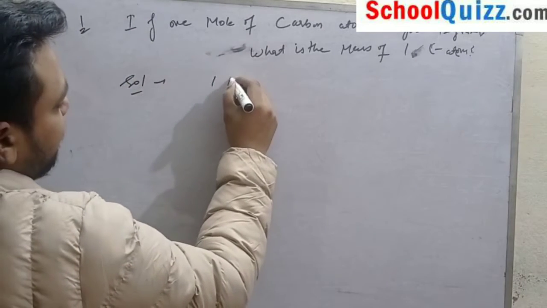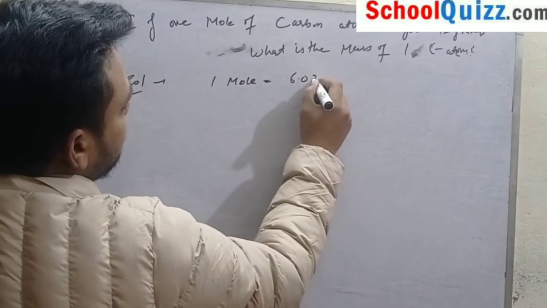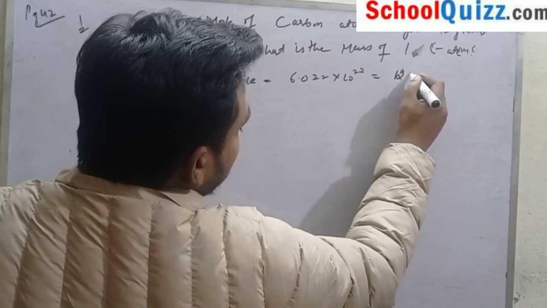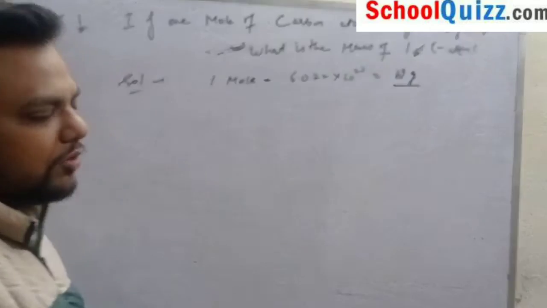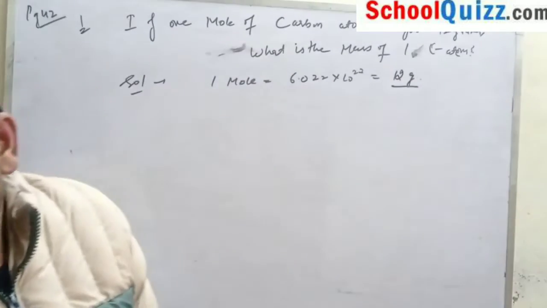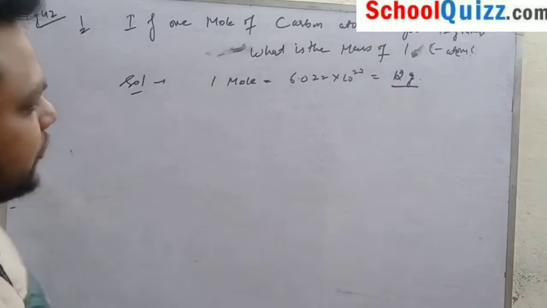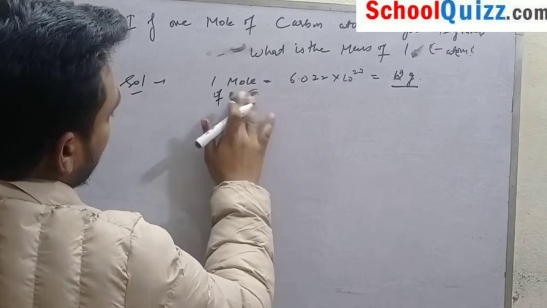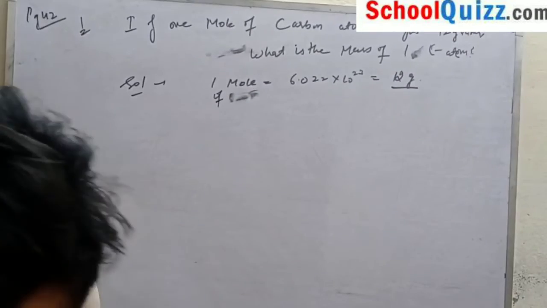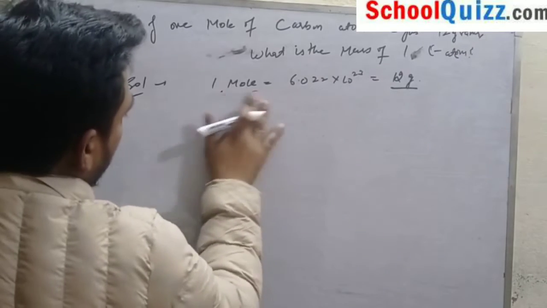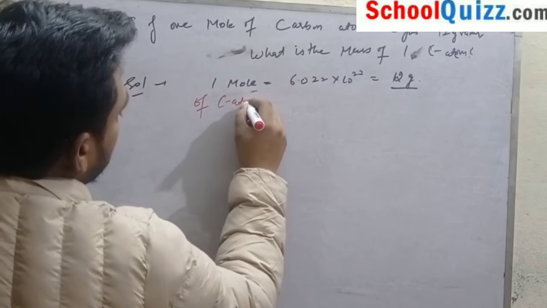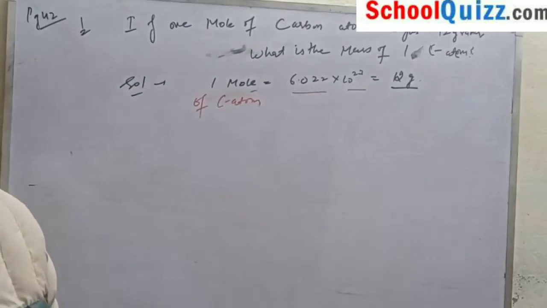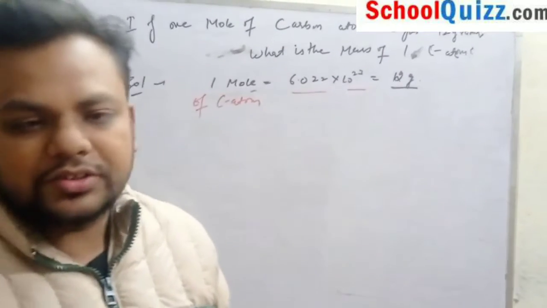As we know, 1 mole is equal to 6.022 into 10 to the power 23, which is equal to the molecular mass, that is 12 gram. As we know, molecular mass of carbon is 12 gram. So 1 mole of carbon atom, which is equal to that number of particles, is equal to 12 gram. Now we have to find the mass of just one atom.